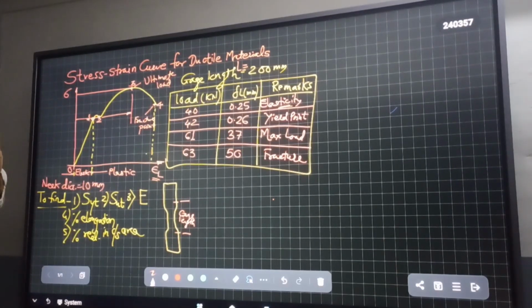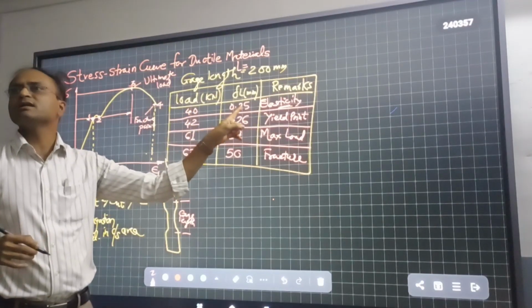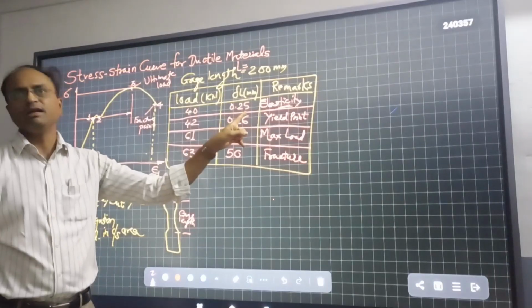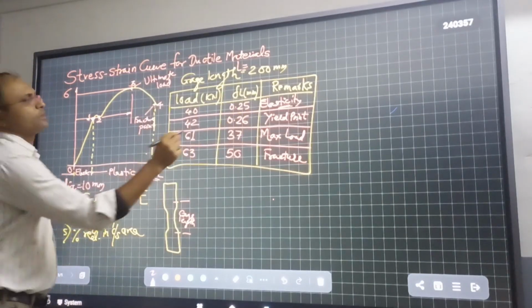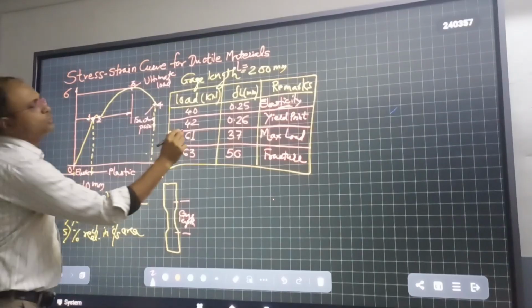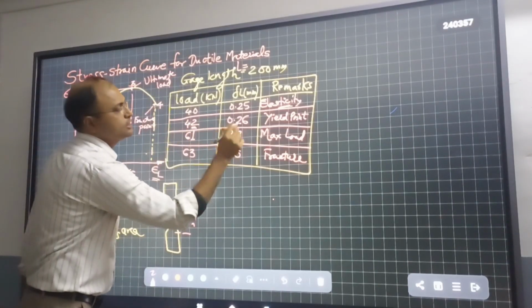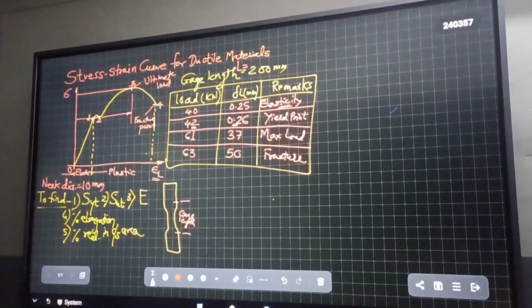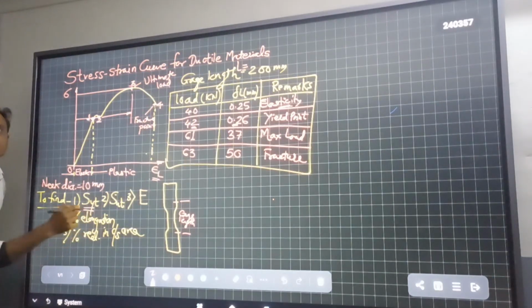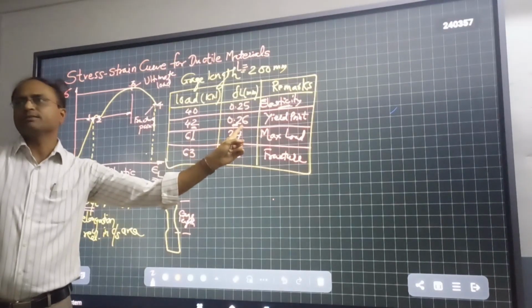Have you understood this? Load at point 1 and elongation at point 1: load is 40 kilonewton and the corresponding elongation is 0.25 millimeter. Okay. What next? Then you can go to this. At point 2, load is 42 and the corresponding elongation is 26. It is the yield point. That means if you want to calculate this property, sigma YT, you have to use this load and this elongation.